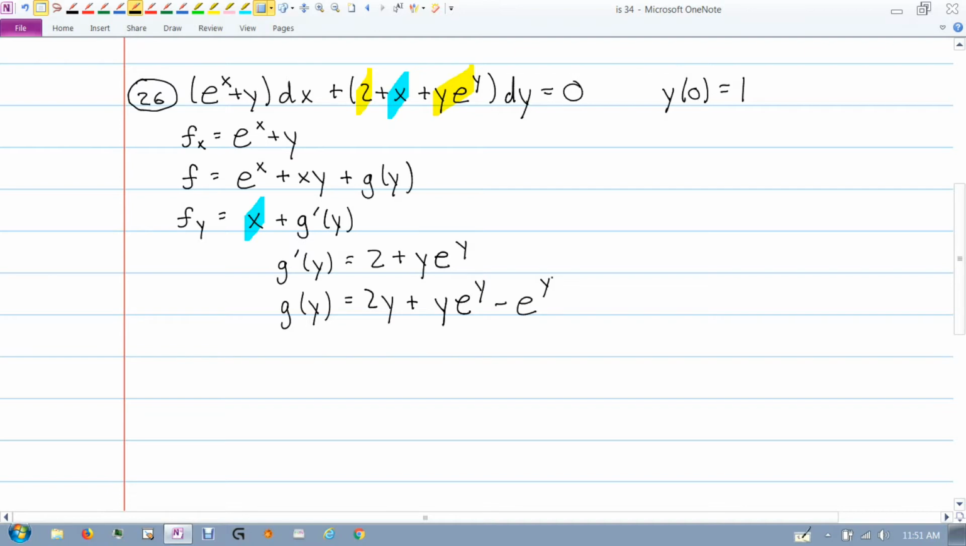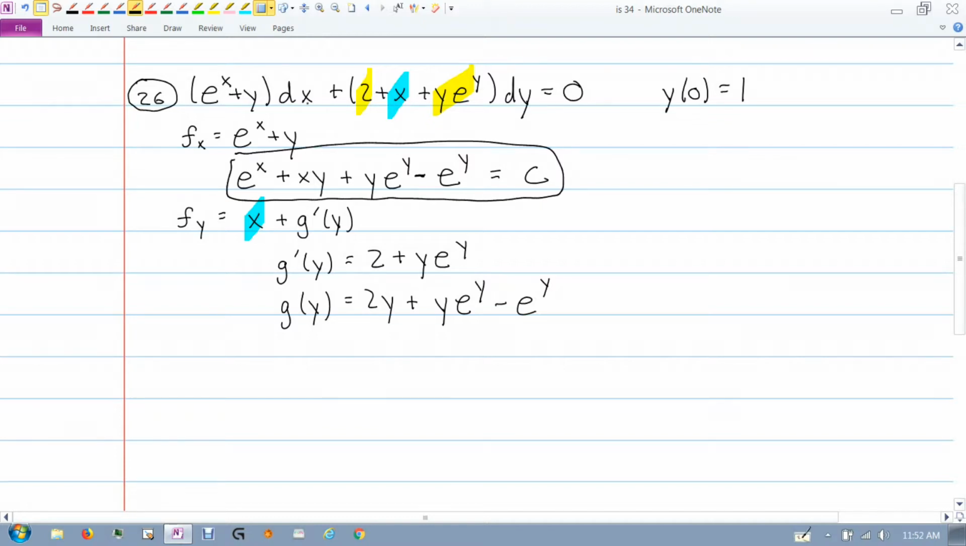Let me just think about something for a second. Yeah, okay, so that's it. So now f, we come back up here, replace that with y e to the y minus e to the y, that must equal some constant. So I'm going to erase that there. There we go. And now, using this equation, I can plug in for x 0 and y 1 and see what we get for c. Do that down here.